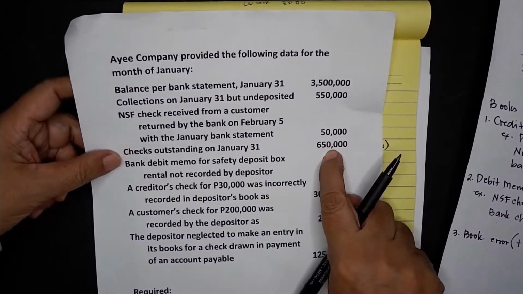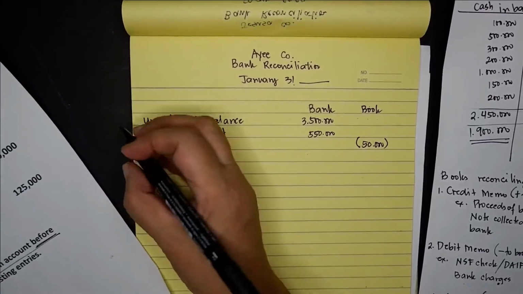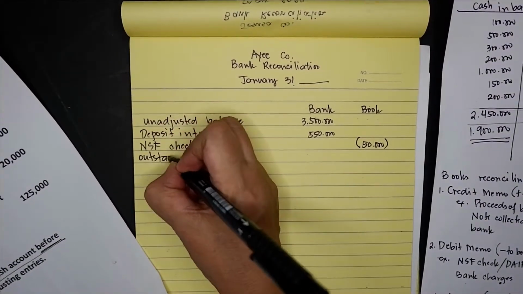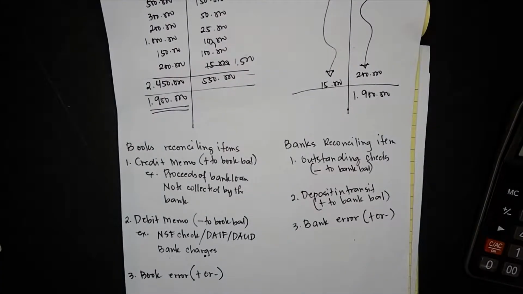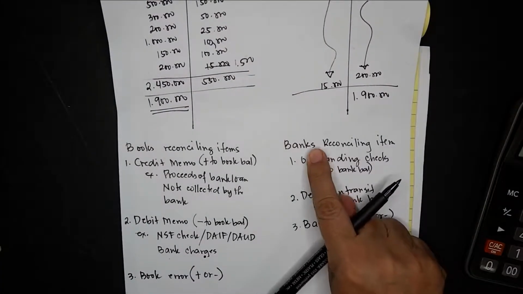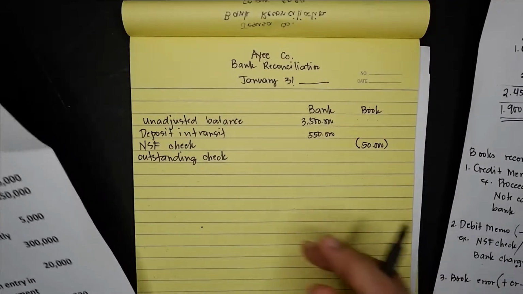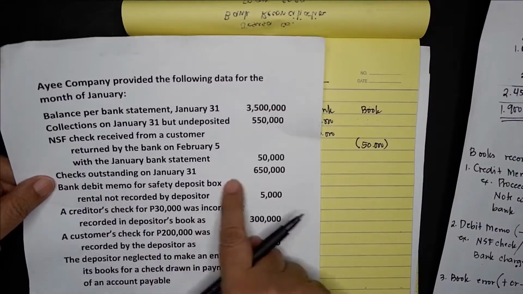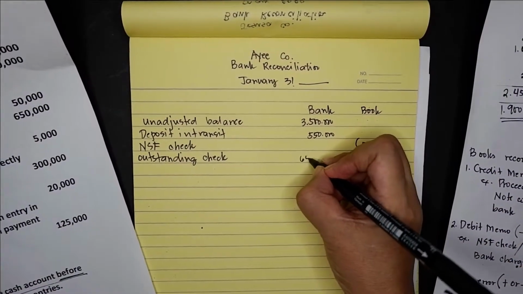Then we have checks outstanding. Outstanding check is the bank's reconciling item, minus to bank balance. So outstanding check is 650,000, minus to bank balance.